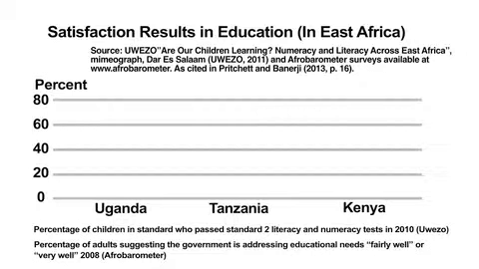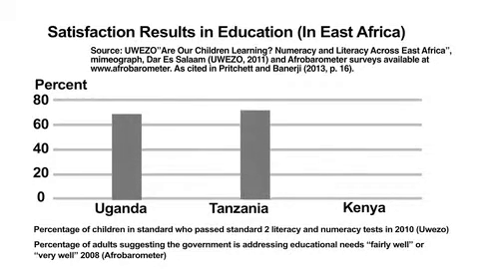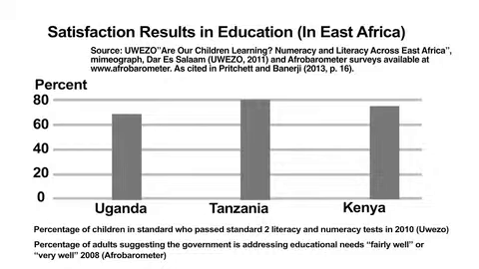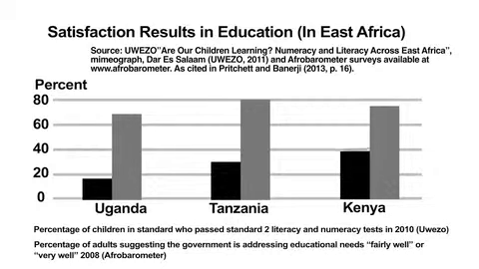So this particular graph, the gray bars are the percentage of adults suggesting that the government is addressing educational needs fairly well or very well. The black bars are the percentage of children in standard 4 who passed standard 2 literacy and numeracy tests. If you ask common people whether the government is really addressing education needs very well, they say yes. You see the gray bars, they are soaring high, and they suggest that the government is really addressing the needs very well.